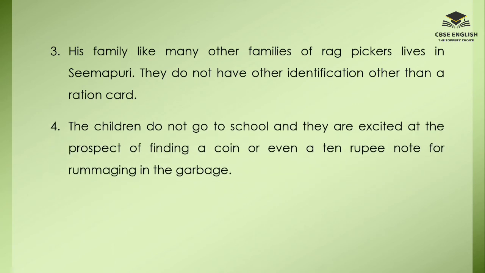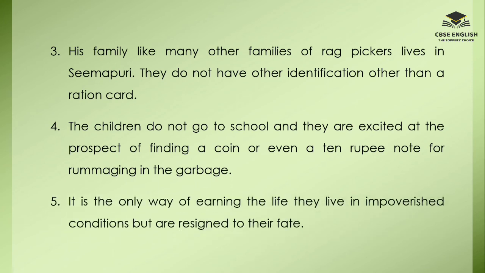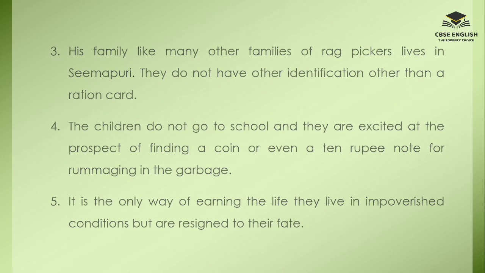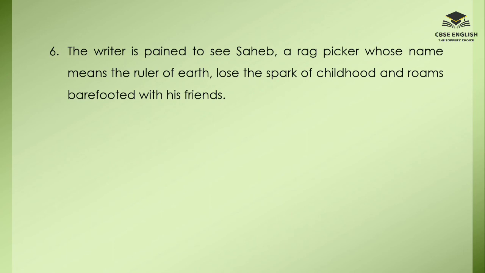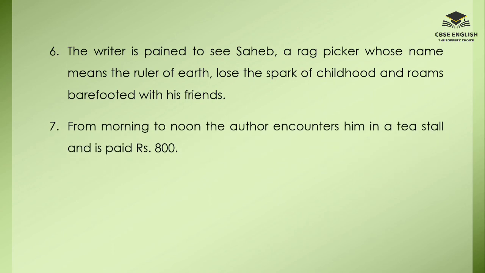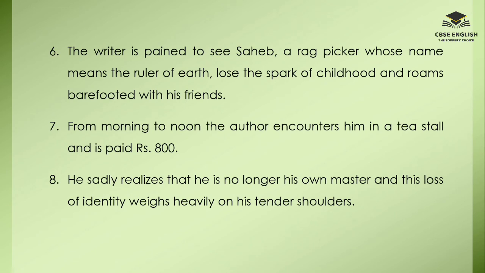The children do not go to school and they are excited at the prospect of finding a coin or even a 10 rupee note while rummaging in the garbage. It is the only way of earning a living. They live in impoverished conditions but are resigned to their fate. The writer is pained to see Sahib, a rag picker, whose name means the ruler of the earth, lose the spark of childhood and roam barefooted with his friends. From morning to noon, the author encounters him at a tea stall, where he is paid 800 rupees. He sadly realizes that he is no longer his own master and this loss of identity weighs heavily on his tender shoulders.